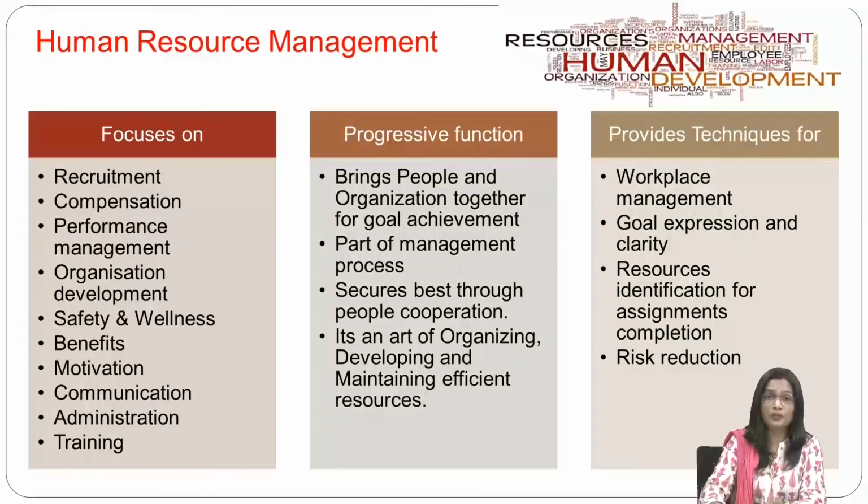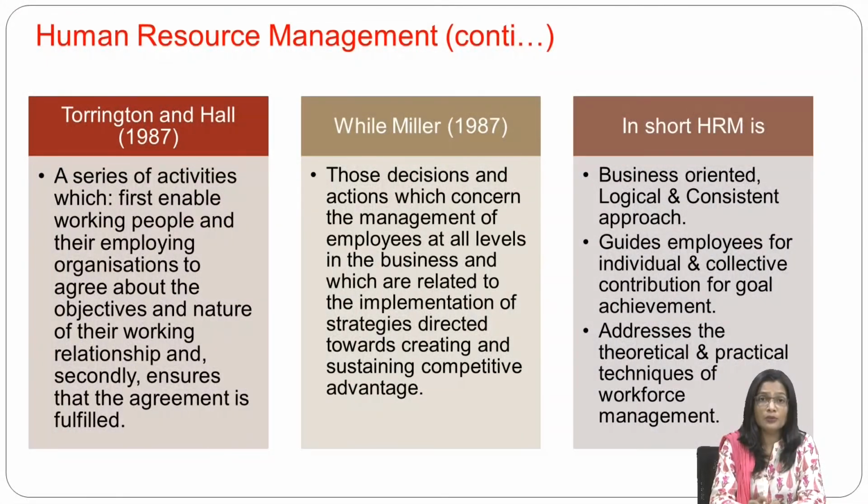Now, in addition to this, we also have two more important authors who have contributed to understanding the concept of HRM in the most simplified manner. The first author is Torrington and Hall. In 1987, they proposed this particular concept. They say that human resource management is a series of activities which first enable working people and their employing organizations to agree about the objectives and nature of their working relationships.